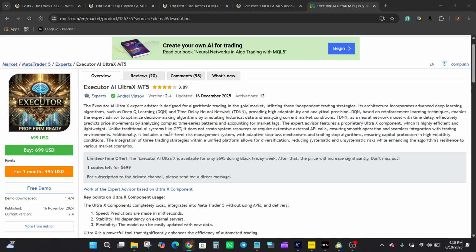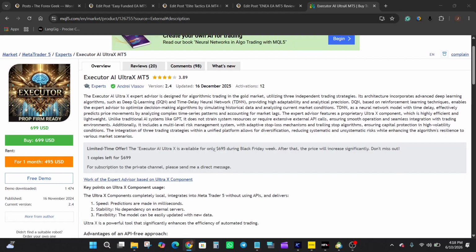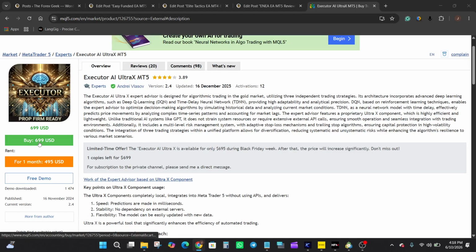Starting here on the MQL5 Marketplace page, we can see the EA is currently priced at 699 US dollars with a 1 month rental option available for 495 US dollars. The current version is 2.4, updated in December 2025. According to the developer, this system combines three independent trading strategies within a single framework and focuses on algorithmic gold trading.